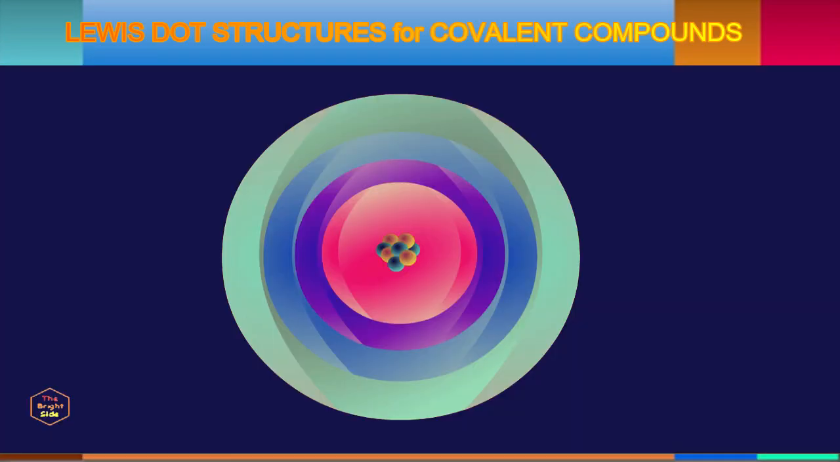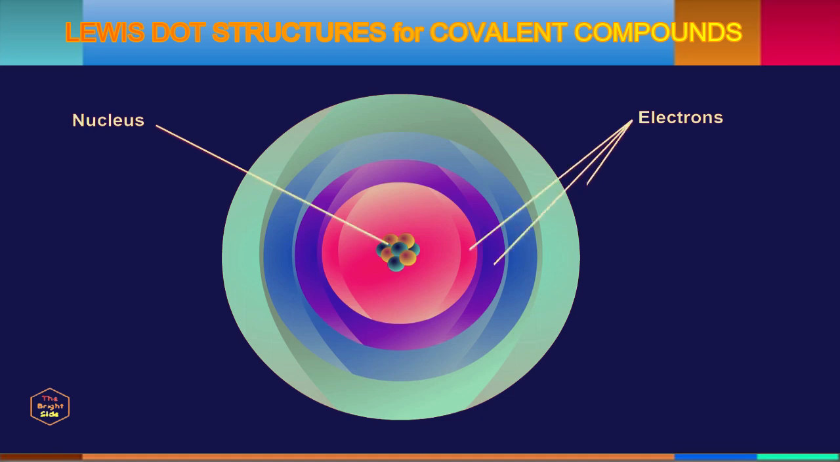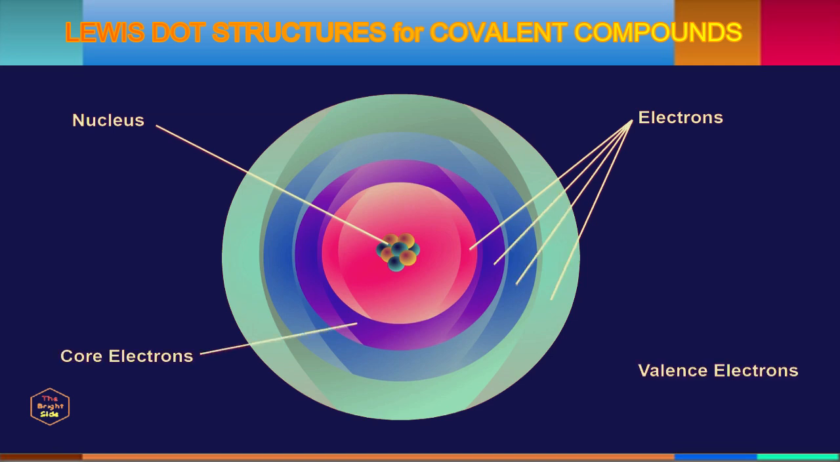Atoms are made up of protons, neutrons, and electrons. Protons and neutrons are located at the center of the atom, in the nucleus. Electrons surround the nucleus at varying distances, and they can be divided into core electrons and valence electrons. Core electrons are tightly bound to the nucleus, and valence electrons are the outermost electrons. They're also involved in all chemical reactions.